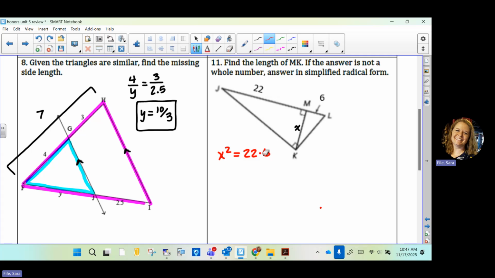So I multiply that, and then how would I get rid of the square on the X? Take the square root. When I take the square root, if it is not a perfect square, I'm going to have to simplify the radical, which this is not. We know 121 is 11 squared and 144 is 12 squared, so this is somewhere between 11 and 12. But they don't want a decimal. They want a simplified radical.